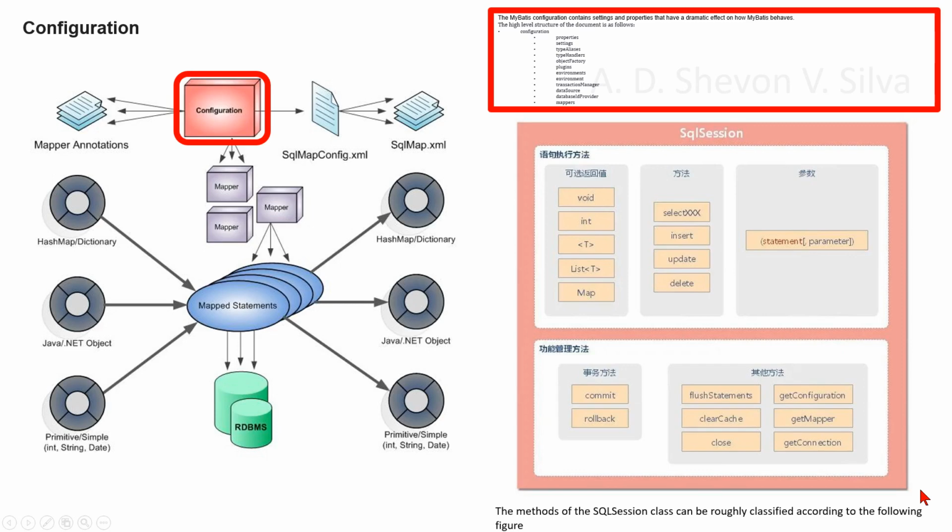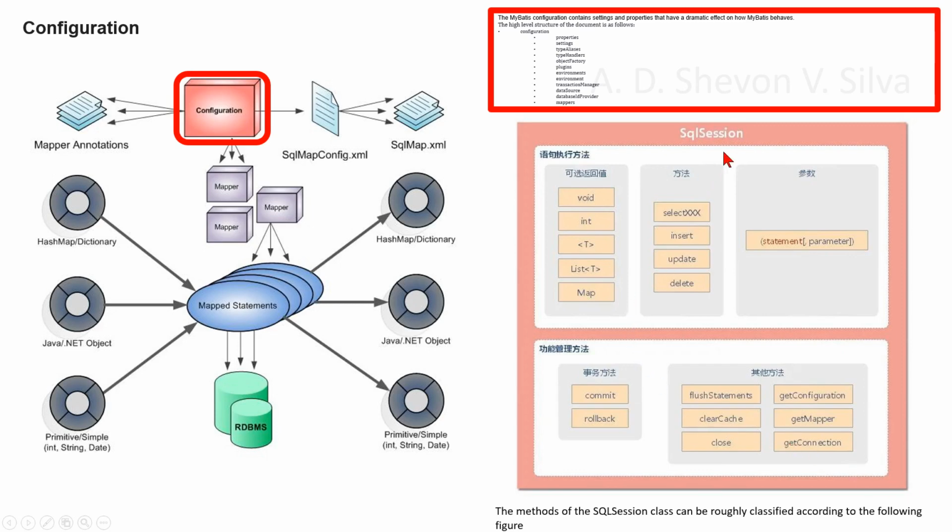Each thread should have its own SQL session instance. The instance of SQL session is not thread safe, so it cannot be shared. So its best scope is the request or method scope. You must not put the references of SQL session instance in the static field of a class, even the instance variables of a class. Never place a reference of a SQL session instance in any type of managed scope such as HTTP session in the servlet framework. The correct use of SQL session in the web is every time you receive an HTTP request, you can open a SQL session, return a response, and close it.